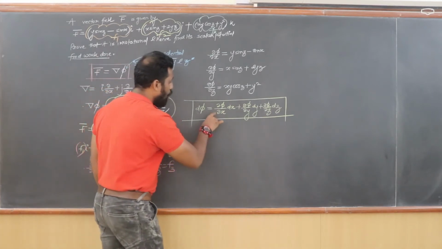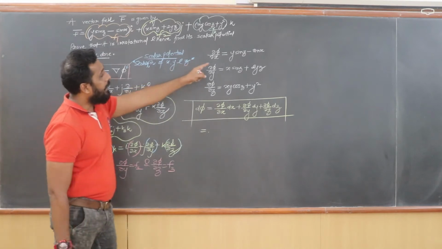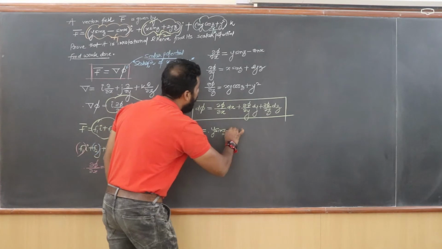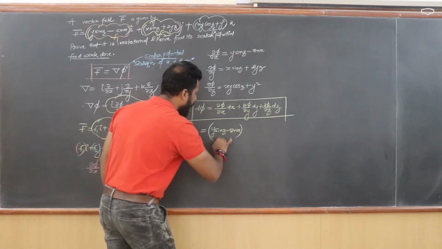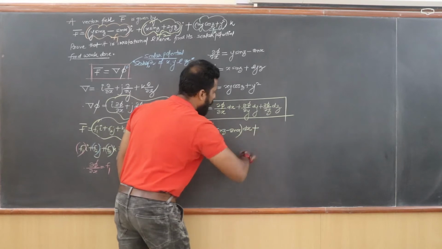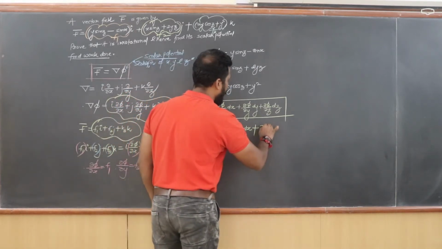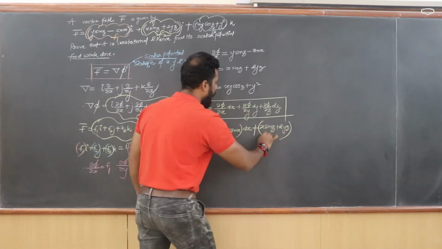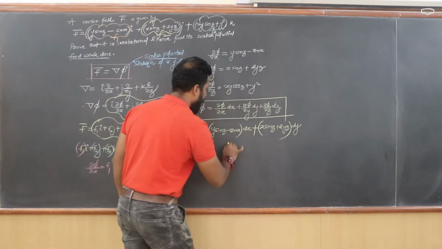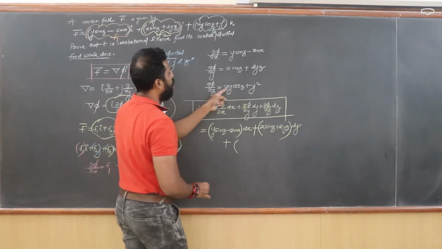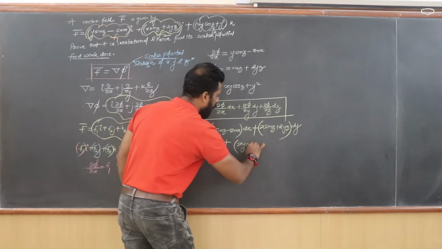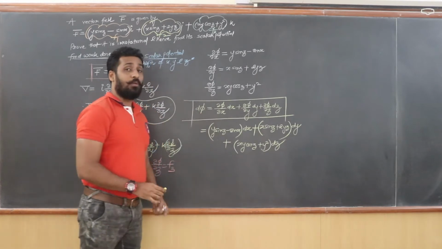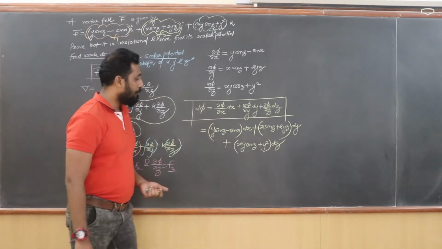Observe carefully. What's the value of ∂phi/∂x? It is y sin z minus sin x. So I have written y sin z minus sin x, and then ahead I write dx. Then plus ∂phi/∂y, it is x sin z plus 2yz, and you write dy. And finally plus ∂phi/∂z, it is xy cos z plus y square dz.